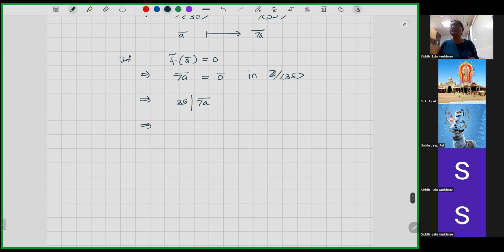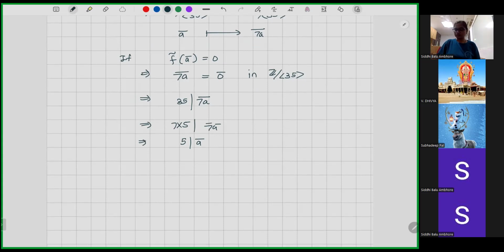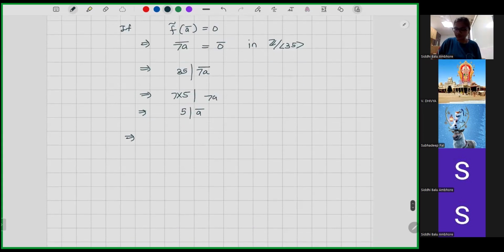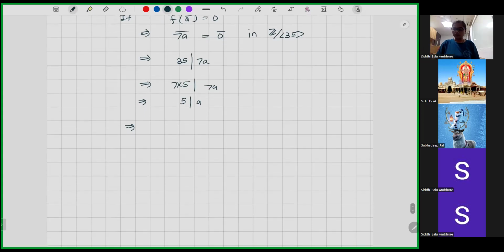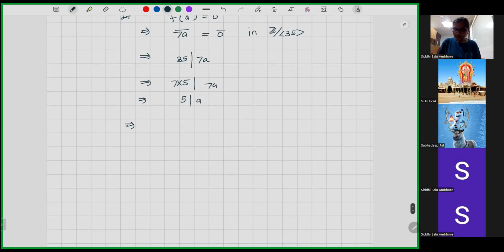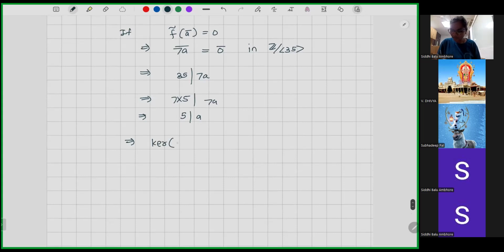So what can we say about this? 7 into A. So we anyway have 7, and 7 is prime. And so we can have that 5 divides A. Okay, so this, sorry, not A bar, 7A. So 5 divides A. Since 7 is a prime, I can remove it. So this implies that the kernel of this F tilde, this equality in fact holds.